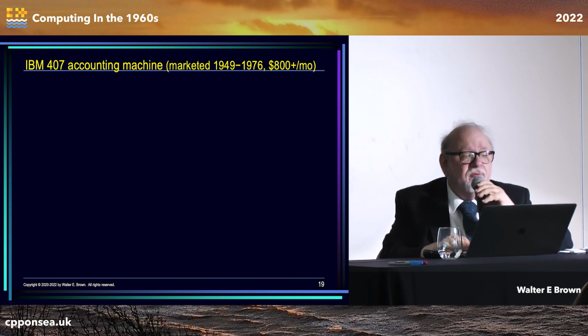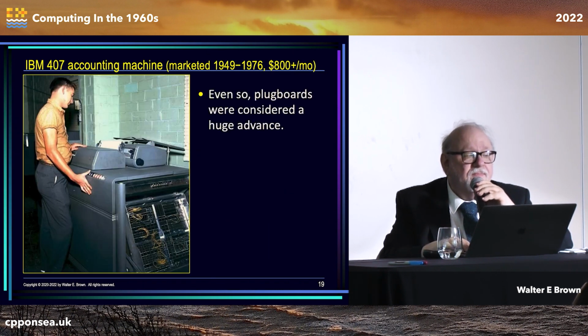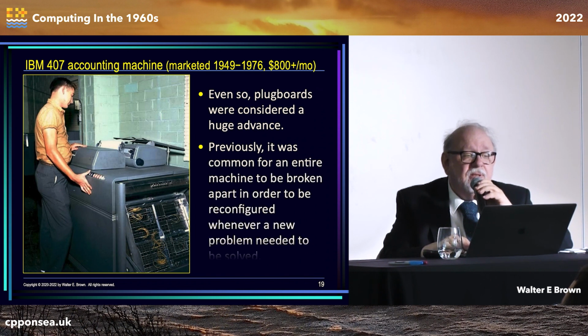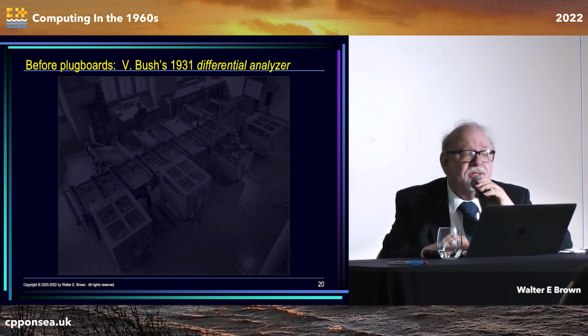Here's a picture of what was referred to as an accounting machine. But even with all their complexity, they were considered a huge advance, because for the first time you could use a machine for different applications simply. Swap out the plug board. Before then, it was common for an entire machine to be broken apart and then reconfigured so that it could solve a different problem. And here's an example of what I have in mind when I say this.